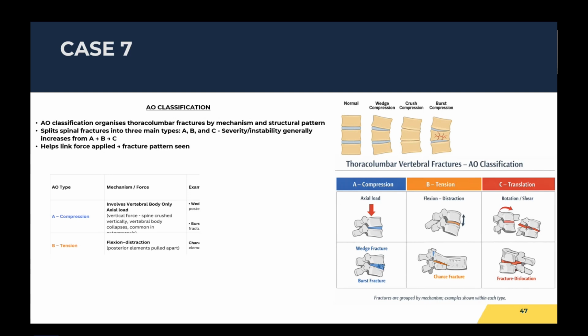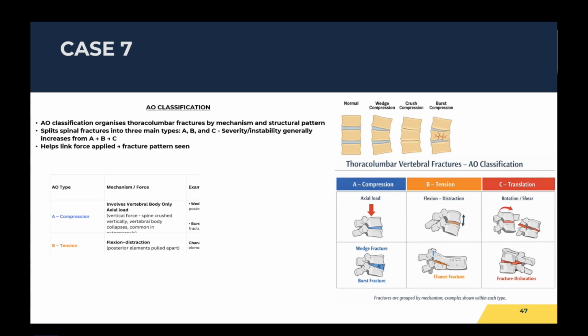You then have type B, which is usually caused by tension and flexion distraction mechanism as well. So that's where the posterior elements are pulled apart. And an example of this is a chance fracture, where there's a horizontal fracture that occurs in the posterior element of the spine.